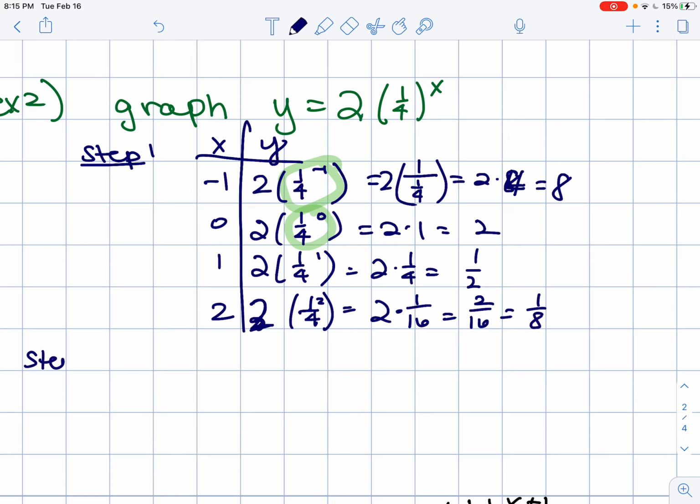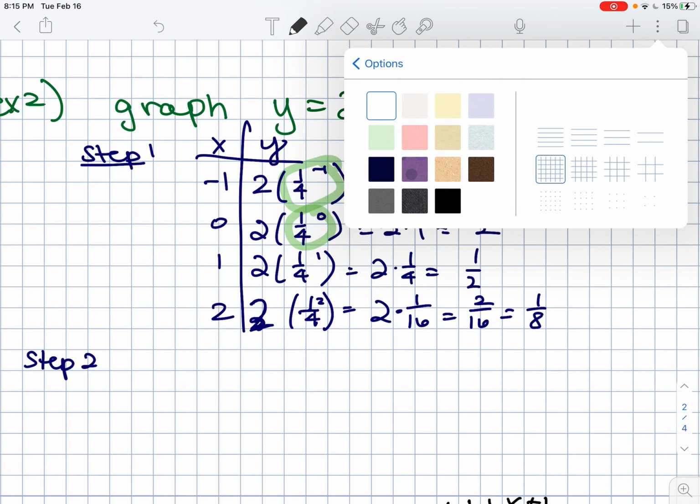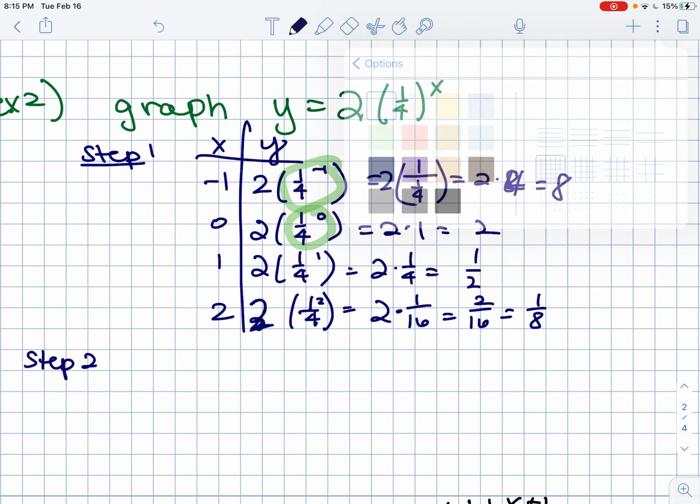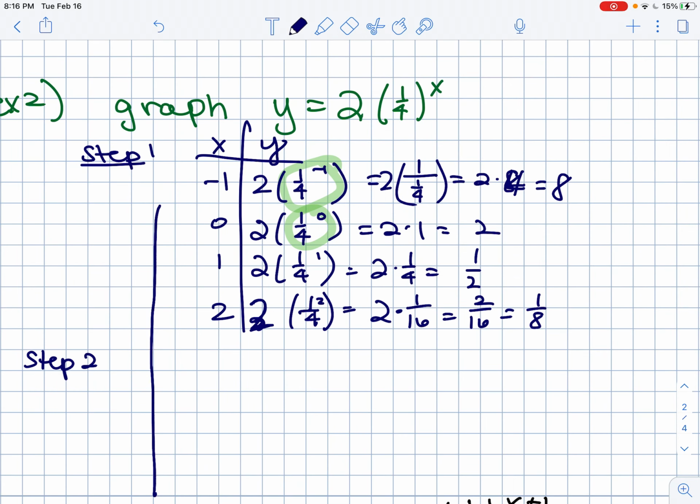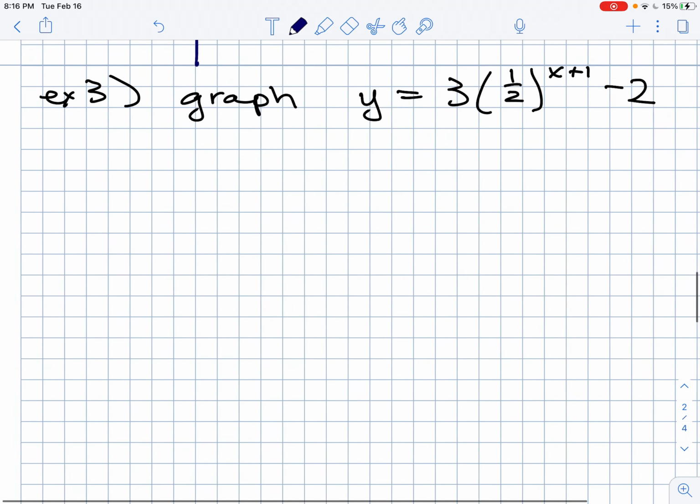So step 2 is we're going to plot the points. And I'm going to change our graph paper for just a second so I can get some better points in here. All right, here's our graph where we've got -1, 1, 2, 3, 4, 5, 6, 7, 8. Here's our points, (0, 2), (1, 1/2), and (2, 1/8). So we see this is a lot more pronounced, but this is a curve that gets a little bit steeper. And there it is. And then step 3 was to connect those dots.